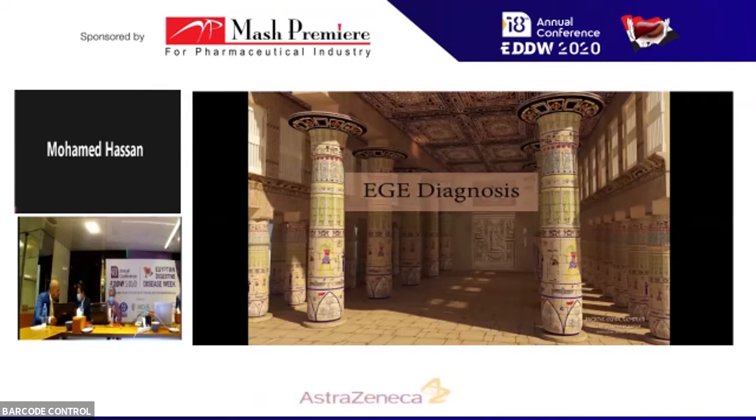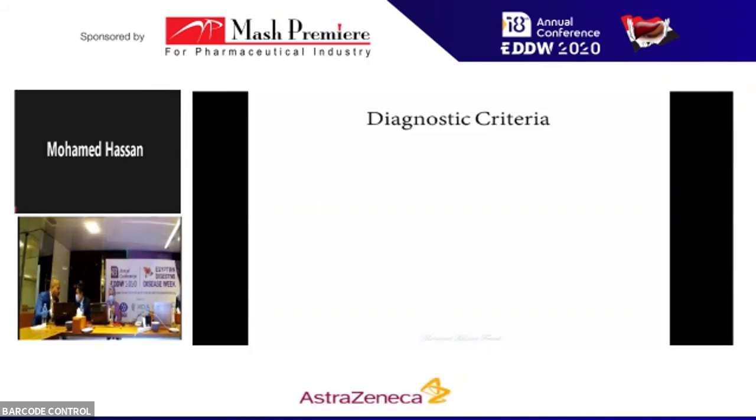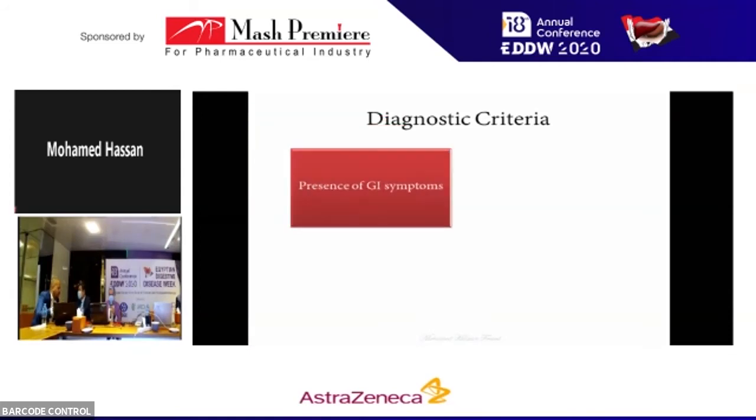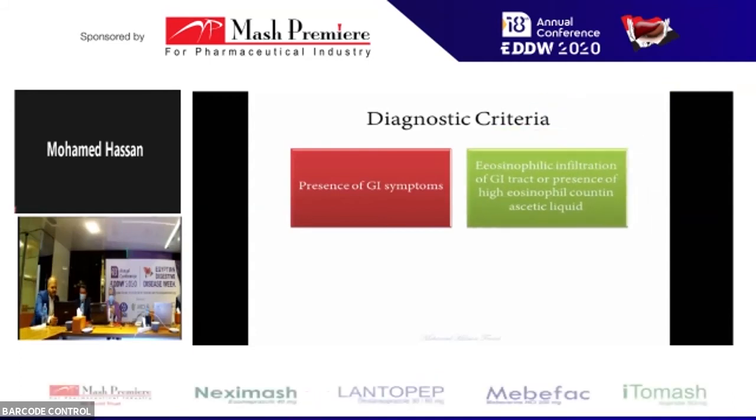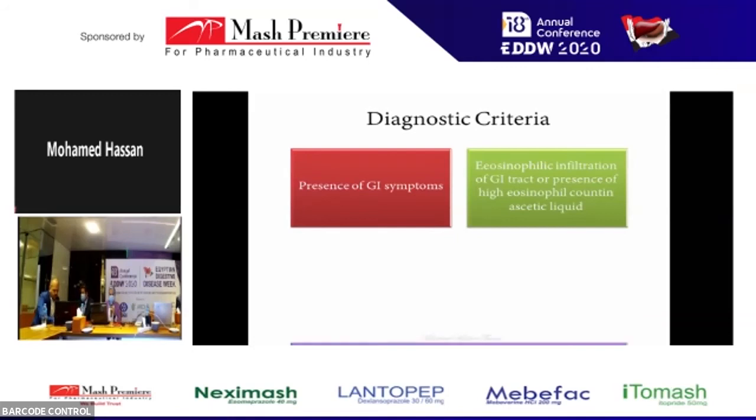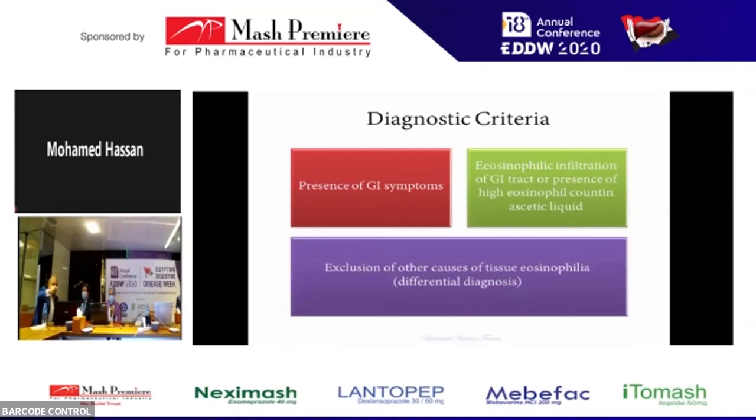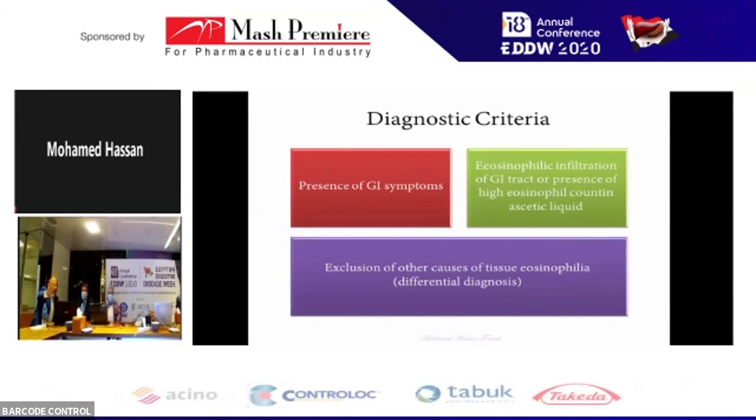Now, we proceed to the diagnosis of eosinophilic gastroenteritis. The diagnostic criteria include the presence of gastrointestinal symptoms, the presence of eosinophilic infiltration of the gastrointestinal tract or presence of high eosinophil count in the ascitic fluid, such as in the serosal type, as we explained before. Exclusion of other causes of tissue eosinophilia. We have to exclude the differential diagnosis in order to proceed.